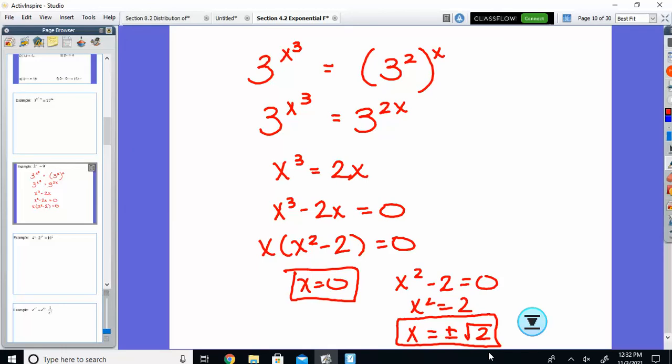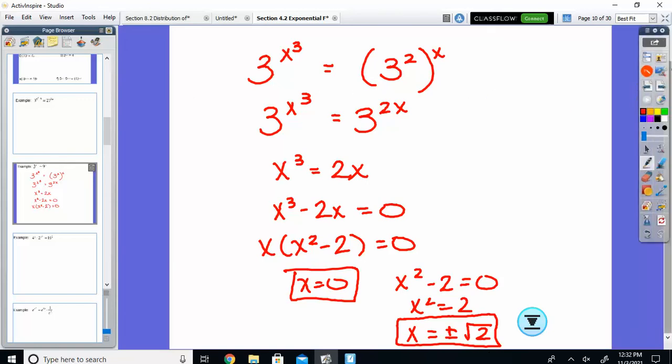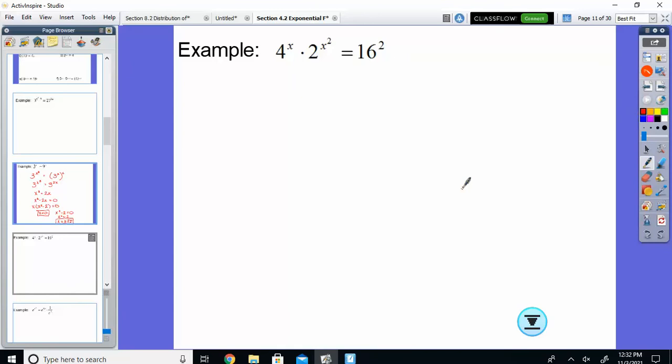So you may get multiple answers on these. And again, you should be able to check them. You could always plug them back into the original and they should all work out. Let's look at this problem.